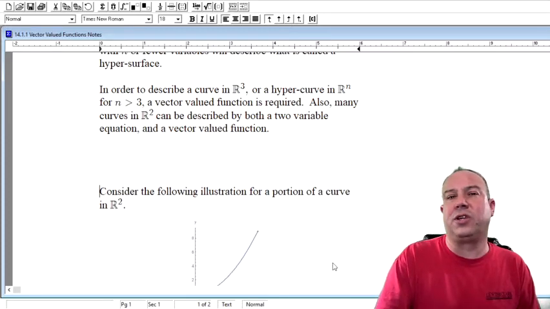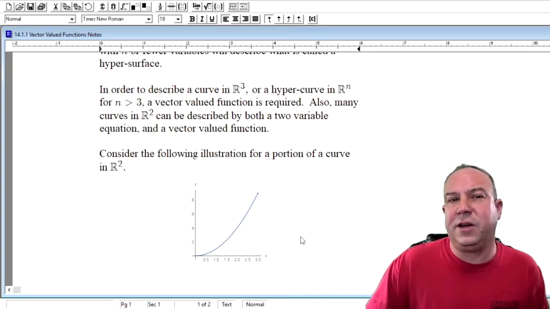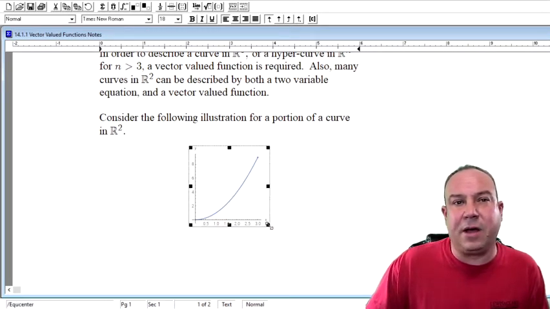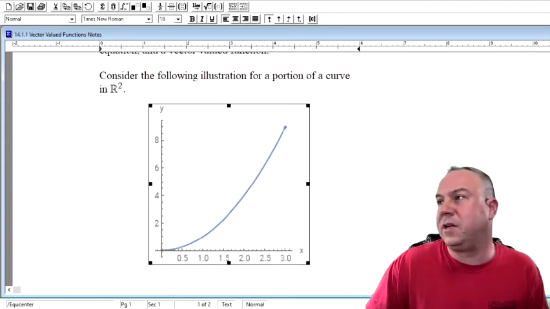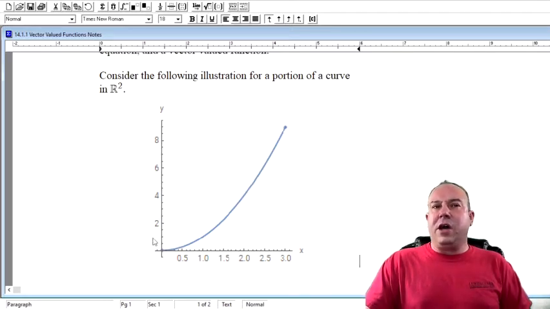All right? Consider the following portion of a curve in R2. If we take a moment, here is this curve in two-dimensional space. And actually, if I make it a little bigger here so we can see it in the video. Here's our curve in this two-dimensional space. What we do notice, this might be a familiar looking curve.